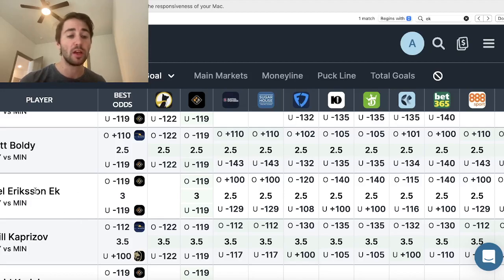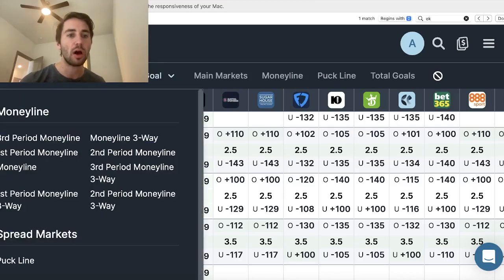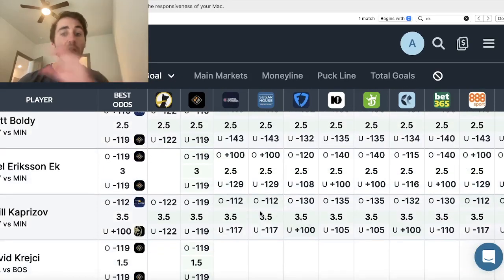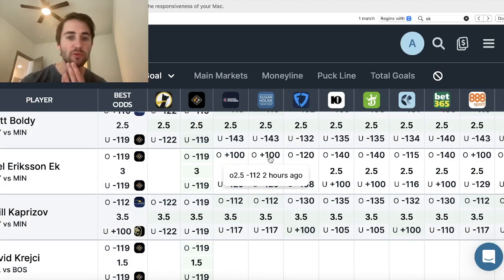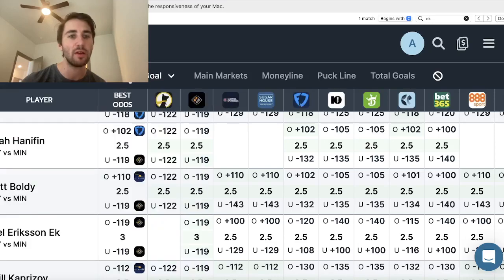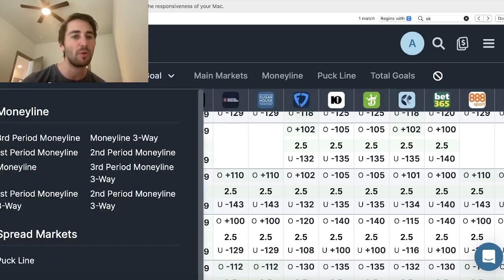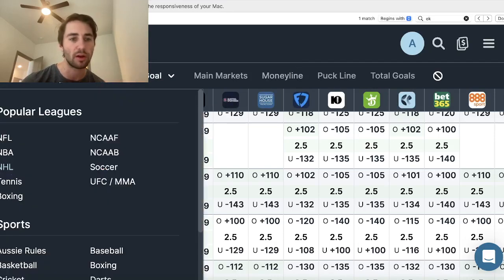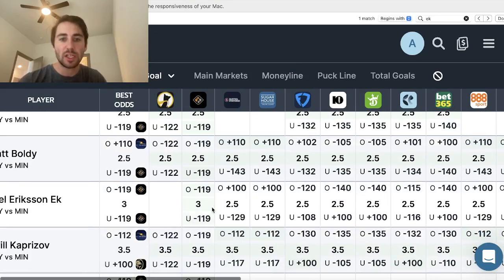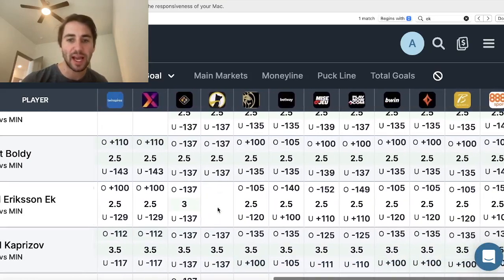Here's the first one. Joel Eriksson Ek. Do I know anything about this player? No, I don't. But I took his under 3 shots on goal on PrizePicks. This is called the Odds Jam screen. What's really cool about it is that for a given market, so let's say NHL player shots on goal, or whatever you want to look at, you can look at any sport, of course, and any market. It's just real-time odds, and it shows you the entire market side by side.